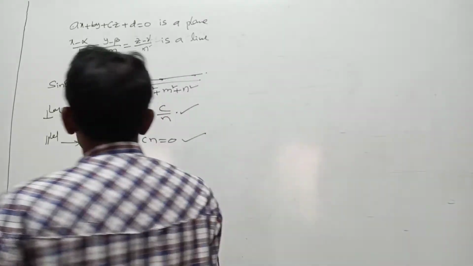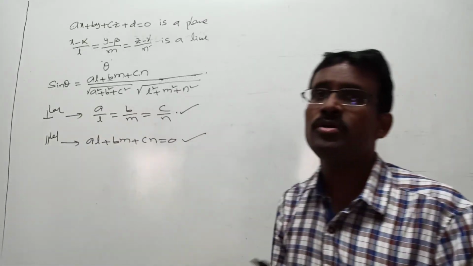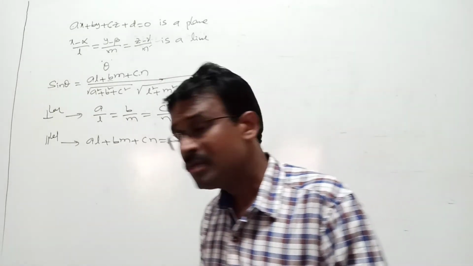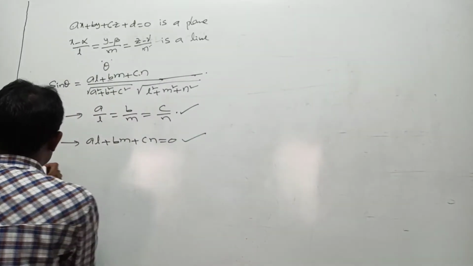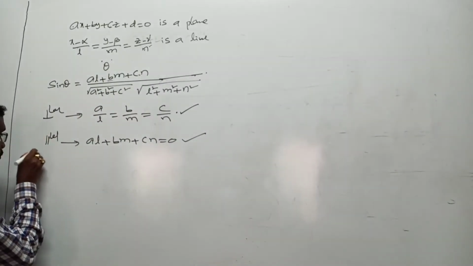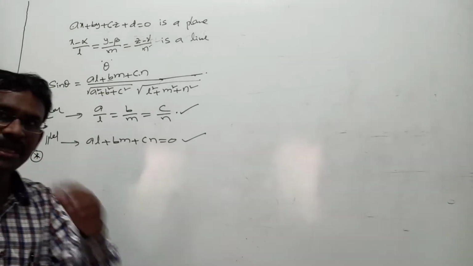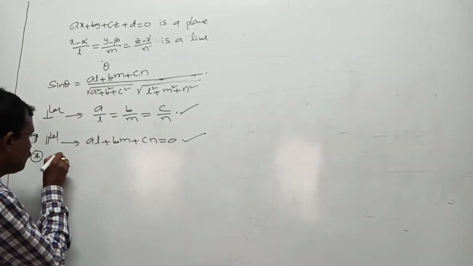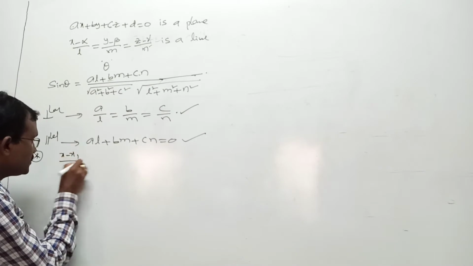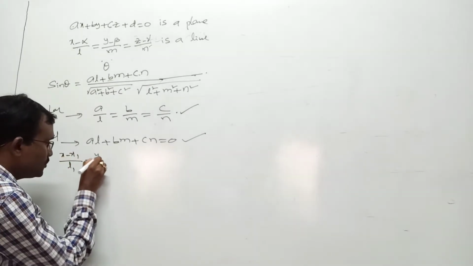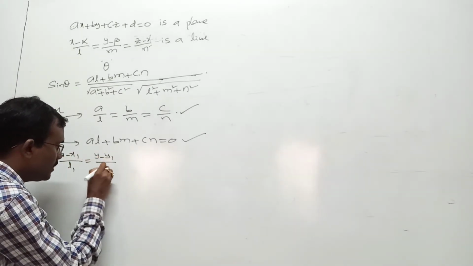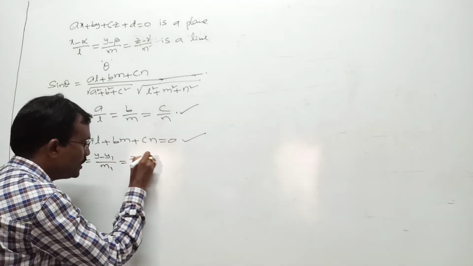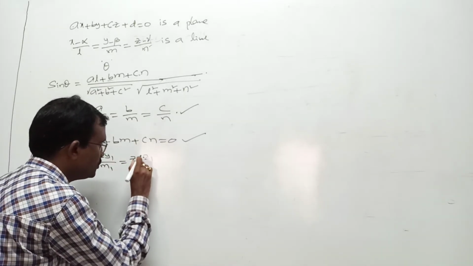Next, let us see the coplanarity condition between two lines. I mean, when do you say two lines are coplanar? I am going to take two lines like this. The first line is (x − x1) by l1 is equal to (y − y1) by m1 is equal to (z − z1) by n1. This is the first line.